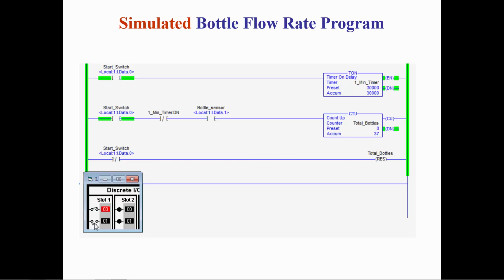Closures of the bottle sensor switch after the timer done bit is a 1 are not counted. The rate would be 37 bottles per 30 seconds, or 74 bottles per minute.